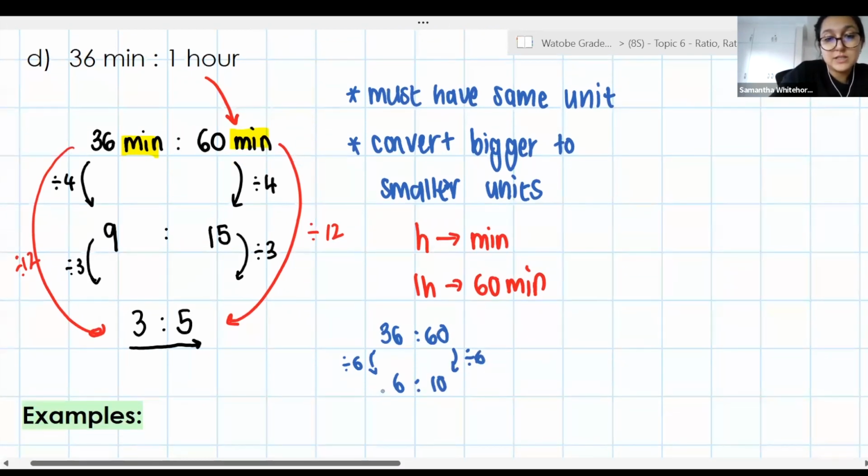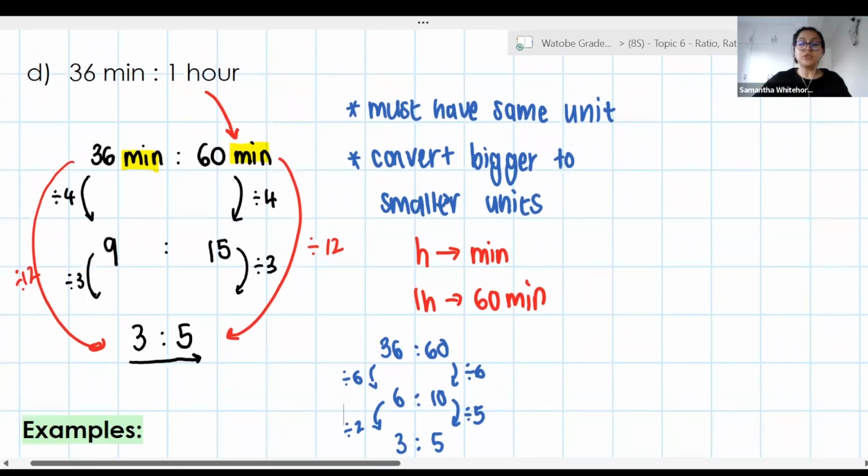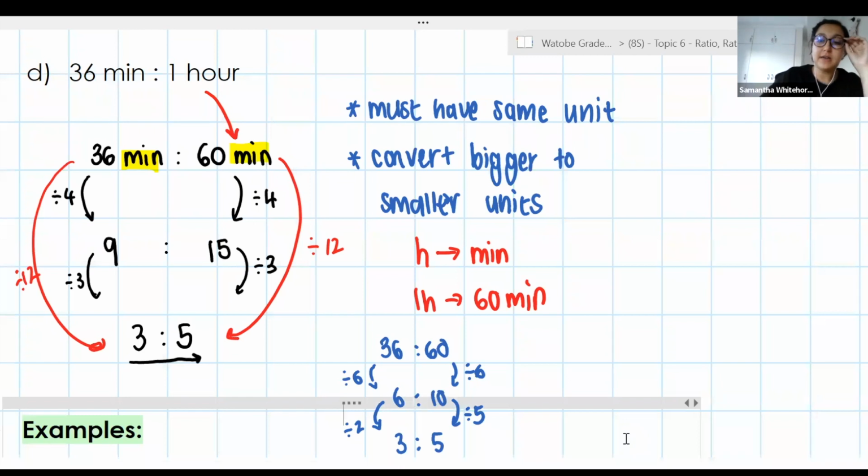But you still need to divide that by 2 again, giving you 3 is to 5. If you stop at 6 is to 10, you are not fully simplified. You need to go that step further. All right. So make sure you are fully simplifying.